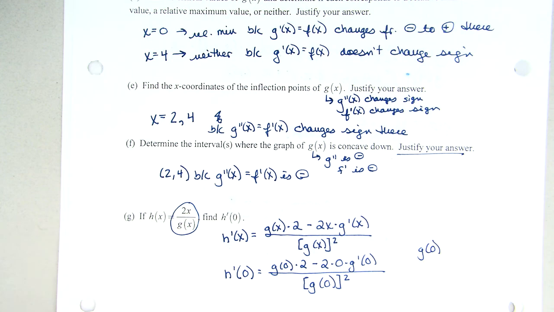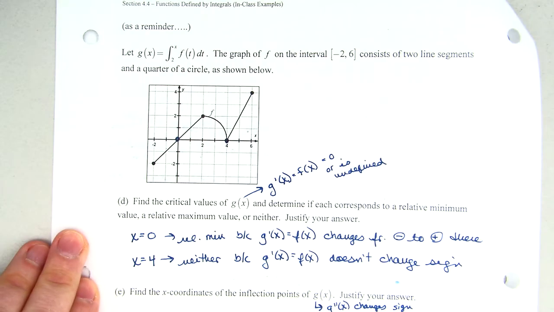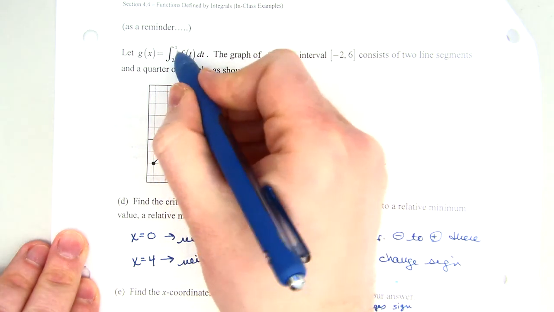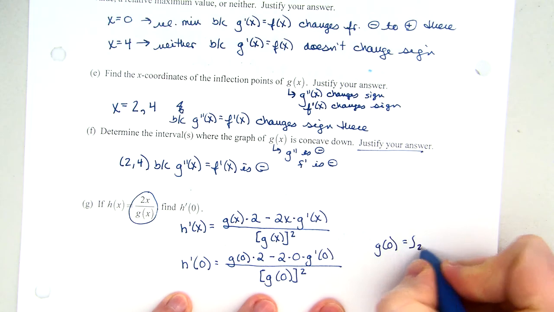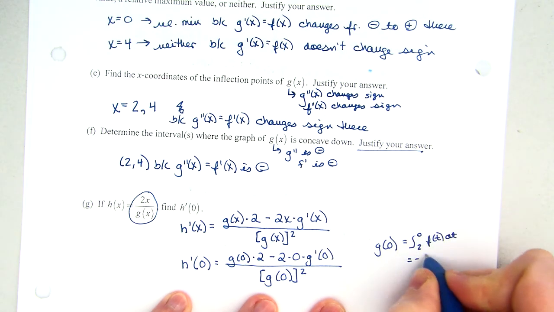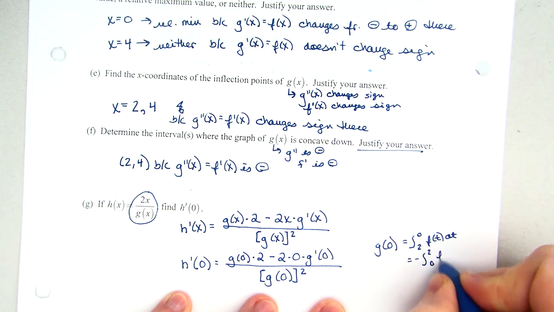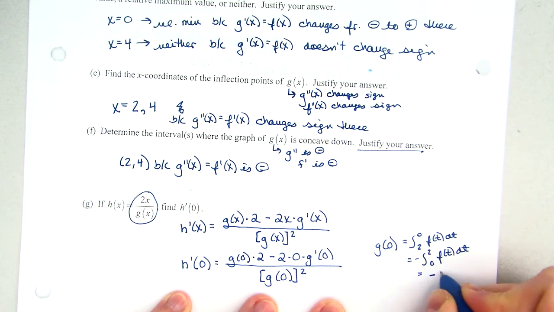There are a couple ways I think you can do this. Well, g of 0, according to our formula up here, is just the integral from 2 to 0 of f of t dt. I don't want to do that. I'd rather do negative the integral from 0 to 2 of f of t dt. That's going to give me negative 1/2 times 2 times 2, negative 2.